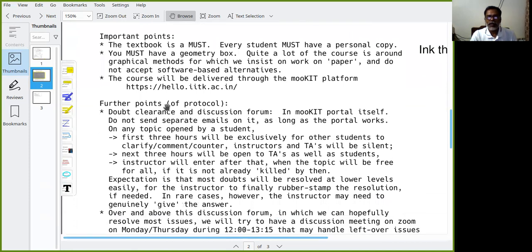Further points of protocol, for doubt clearance and discussions. In the MOOCIT portal itself, there is a beautiful discussion forum. So do not send separate emails on it. Whatever is your doubt, you put in the discussion forum, because of two reasons. That keeps all the discussion in one place together rather than scattered in some 74 emails. And besides, whatever question has come to your mind may be a question in the mind of some other student also. In fact, many of them.